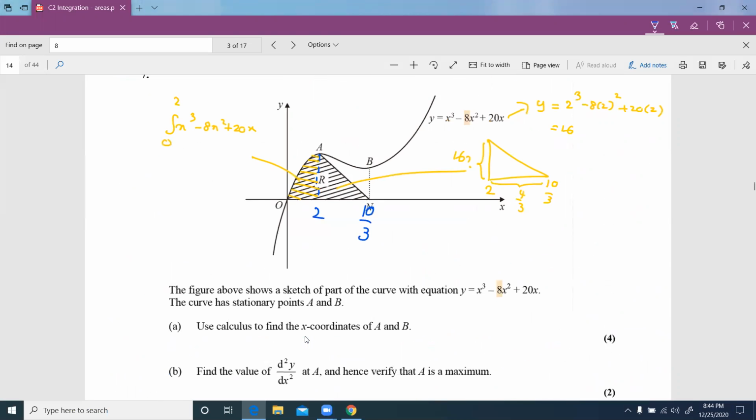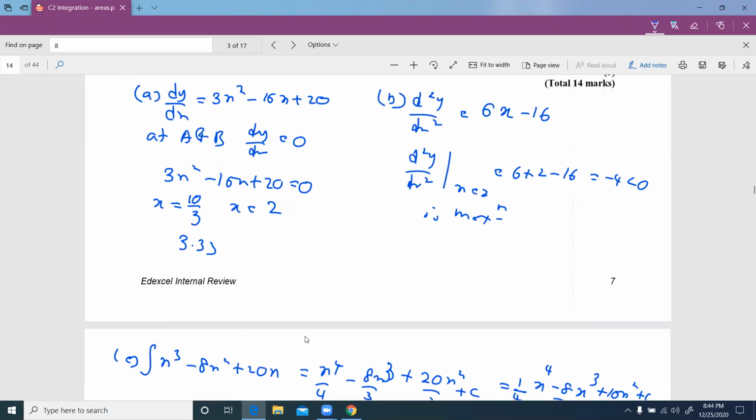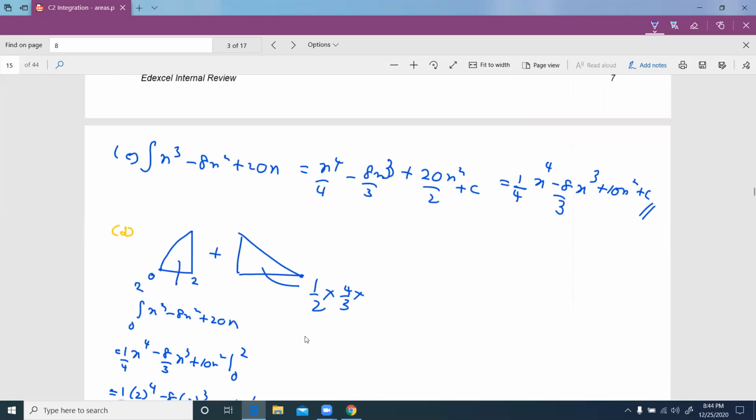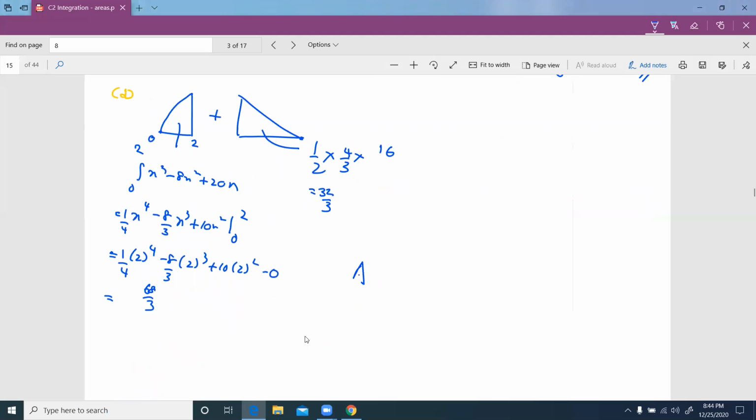That height is 16. The height is 16. So you can get this answer, 64 over 6, which is 32 over 3. So this area becomes 32 over 3. So with that, you can find the total area. Total area is 68 over 3 plus 32 over 3. So with that, you can get this answer. It is 100 over 3 is the final answer for this.